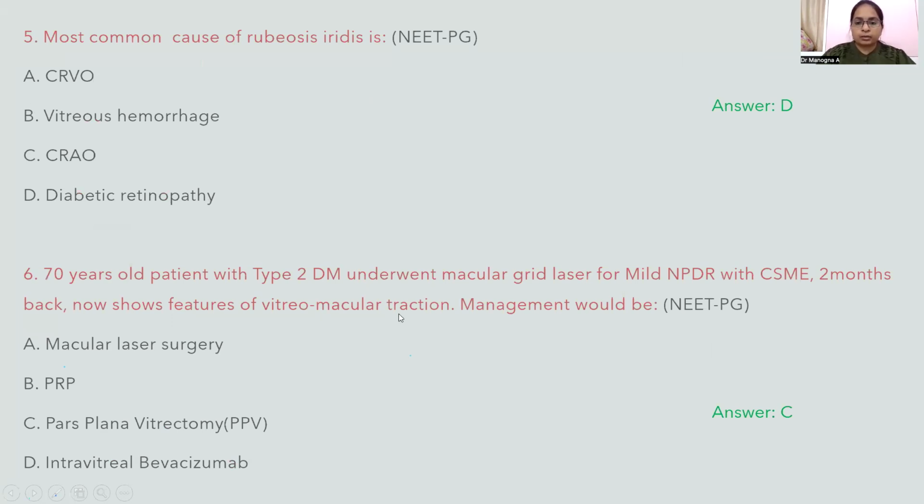The last question was asked recently in the NEET PG exam. It is a clinical question. A 70-year-old patient with type 2 diabetes underwent a macular grid laser for mild NPDR with CSME, and 2 months later shows features of vitreomacular traction. What is the management? The tractional component means this patient has progressed to advanced diabetic eye disease, and advanced disease treatment is vitrectomy, vitreoretinal surgery. So option C, pars plana vitrectomy, is the answer.